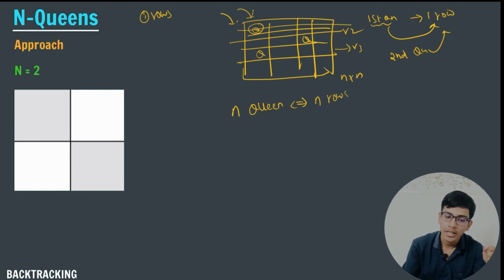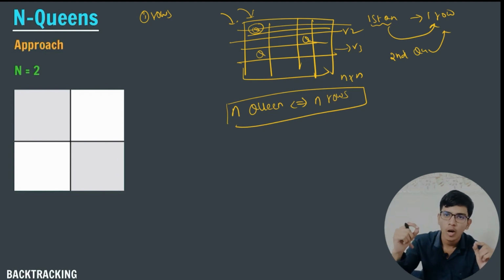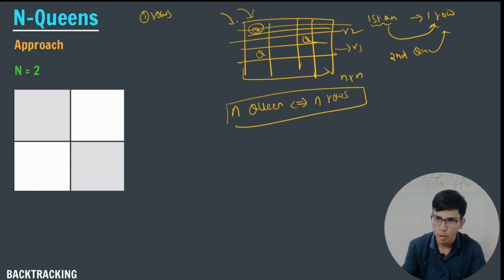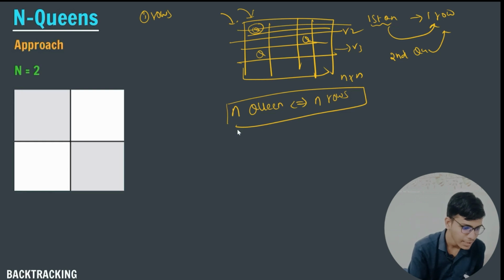I am not talking yet about the moves or whether it is safe to place our queen in that row or not. I am just checking what possible combinations there are to place my n queens in n rows. If I figure out a way to place my n queens in n rows, after that we will check whether the position I am placing is safe or not. Got my point? Now let me clear the board first.